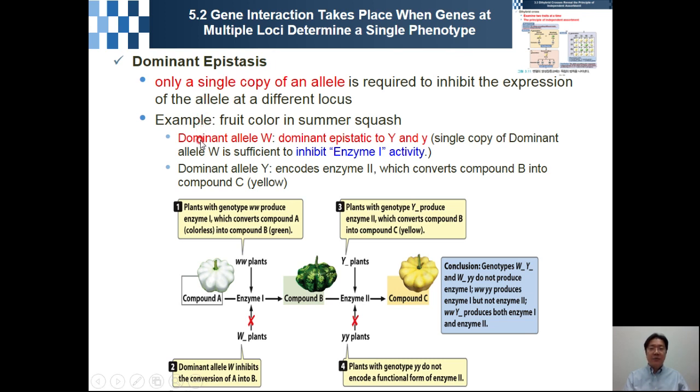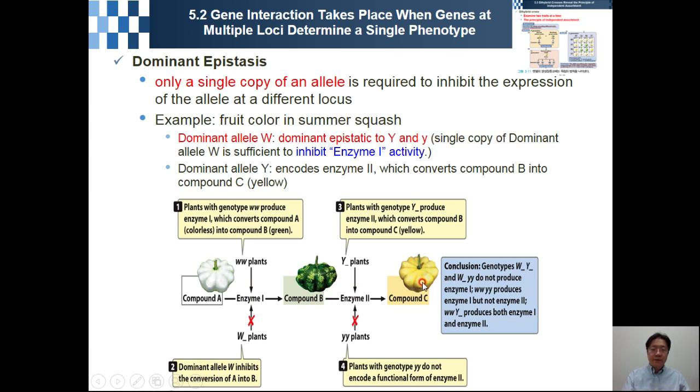One example you can see in blue color is summer squash. Squash can be white, green, and finally also yellow. Usually in fruit color making, enzyme 1 and enzyme 2 are involved in the color making.